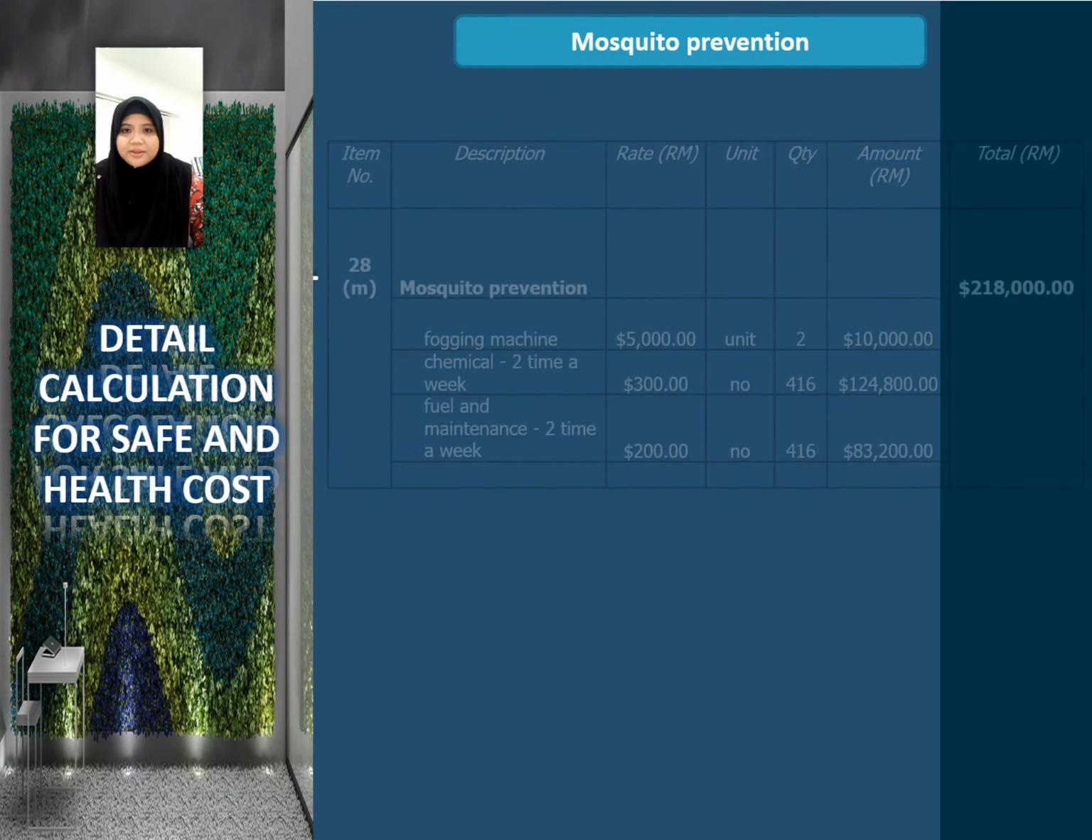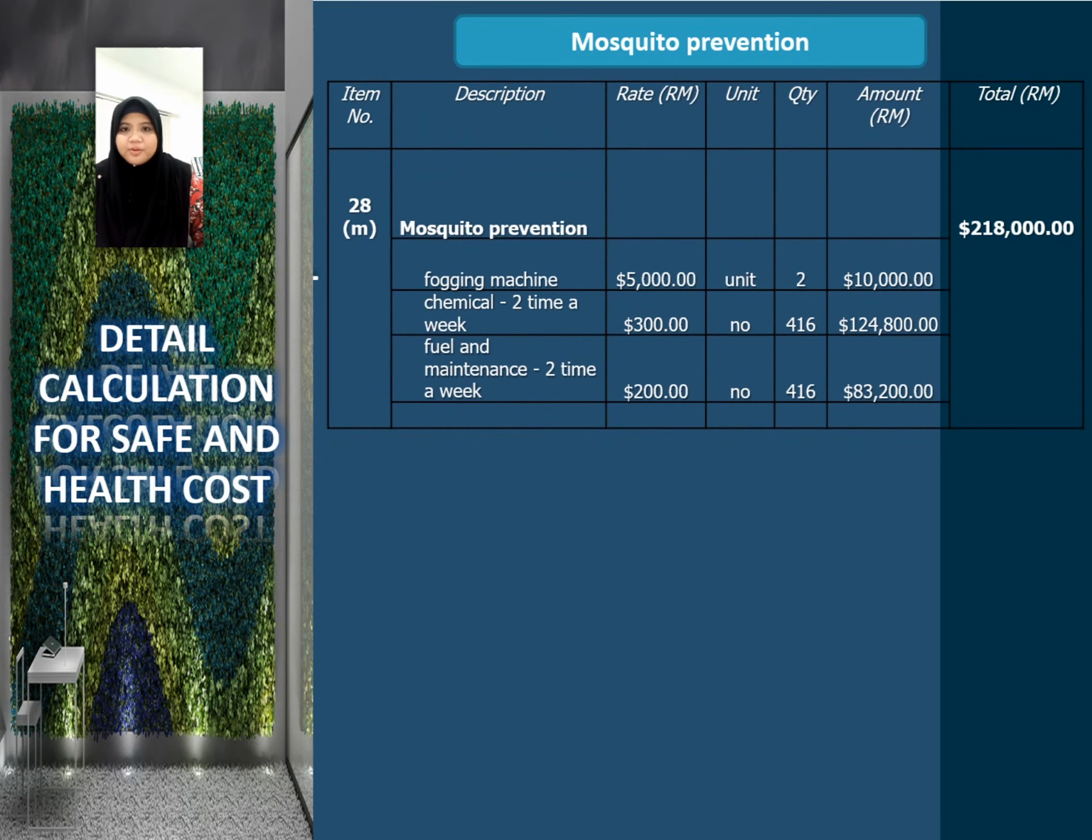The next item is 28M, mosquito prevention. The mosquito prevention must be carried out 2 times per week. The cost for buying a fogging machine is 5,000 ringgit Malaysia and we need 2 units. And the cost for chemical, fuel and maintenance is 500 ringgit Malaysia per time and we need 416 times. So the total cost for item 28M mosquito prevention is 218,000 ringgit Malaysia.